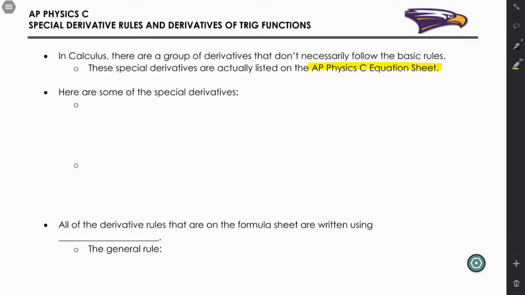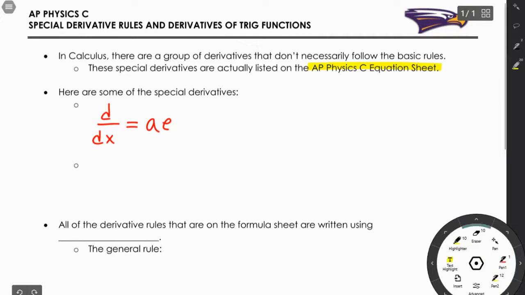Really, the special derivative, aside from the ones that we have already gone over, is if you have to find the derivative of anything with e to the x. Oh, sorry. One thing to note, and we'll go over it in a second, is that all of the rules on the formula chart are written using what is called the chain rule. So I'll write it as you see it on the formula sheet.